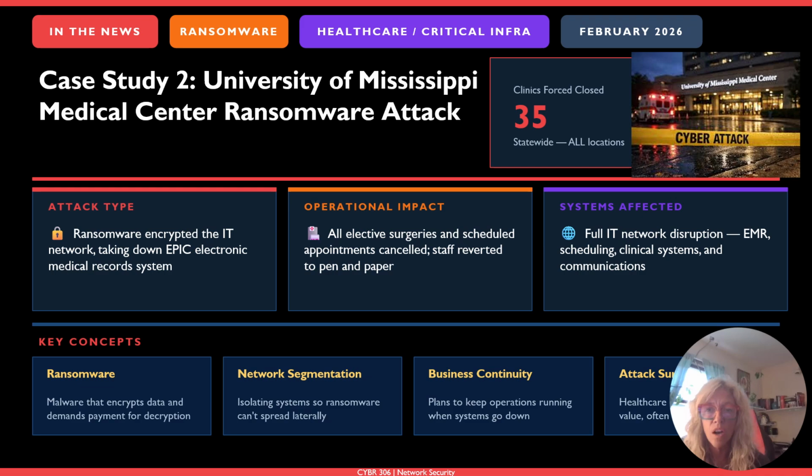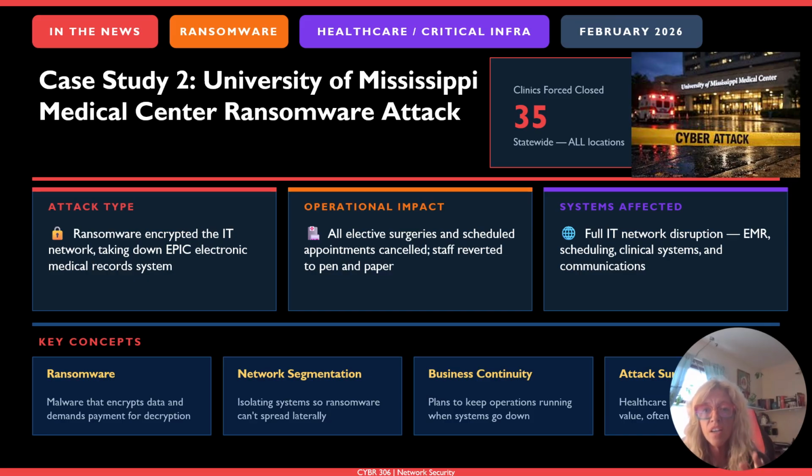What does it do? Because it's a network security issue at its core, ransomware is a malware that spreads across a network, finds data and systems it can reach, and encrypts them, making them completely inaccessible. The attacker then demands a ransom payment, usually in crypto, in exchange for the decryption key.